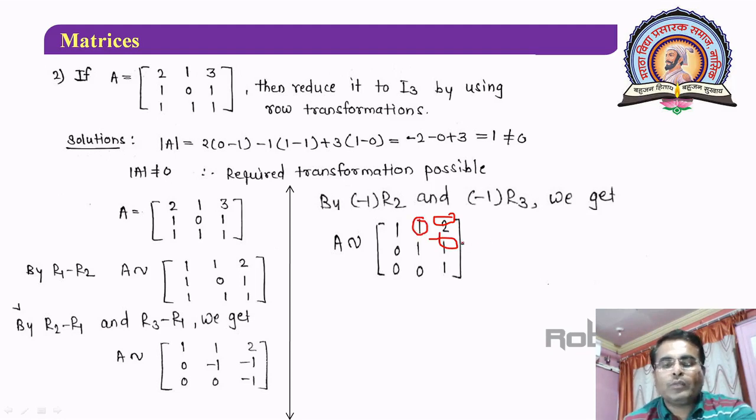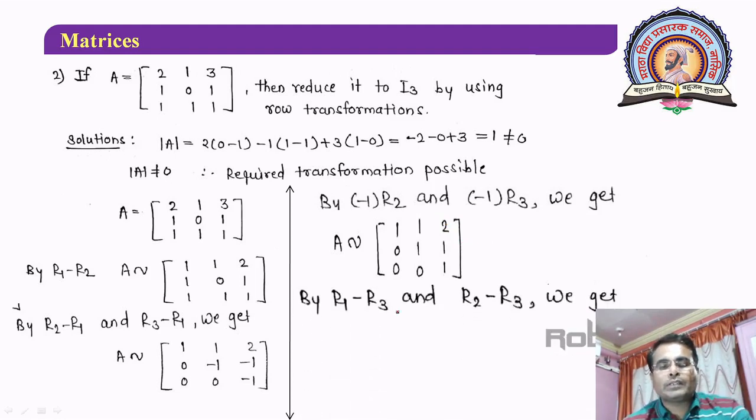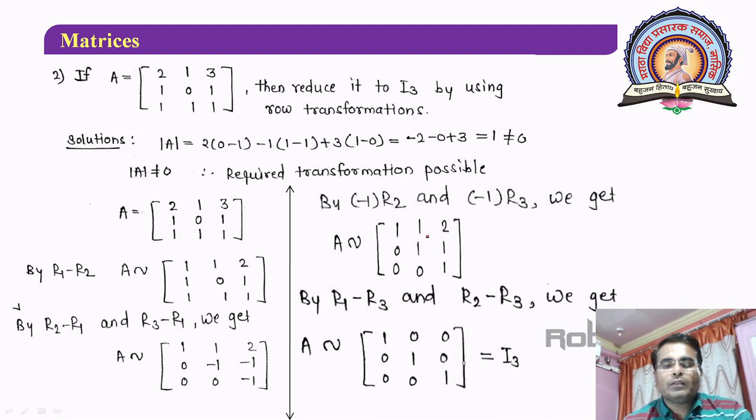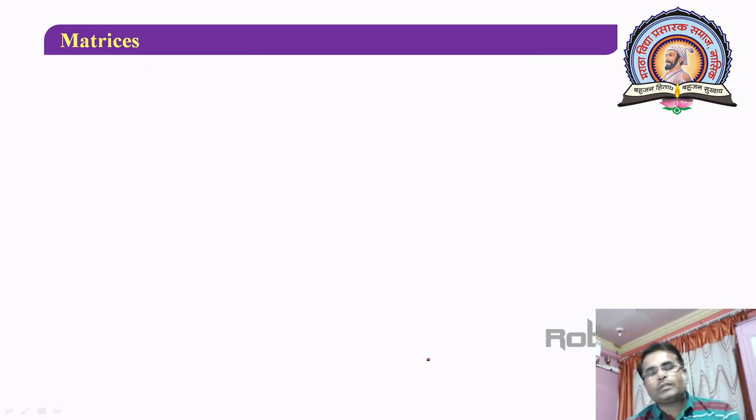To make these elements 0, we are going to consider the next transformations R1 minus R3. Now due to R1 minus R3 and R2 minus R3, let us see what happens. You will observe that whenever you consider R1 minus R2 first, then this becomes 0 and this becomes 1, and then R2 minus R3, if you consider, then here we are getting 1 and that 1 becomes 0, so that you get this type of resultant matrix.